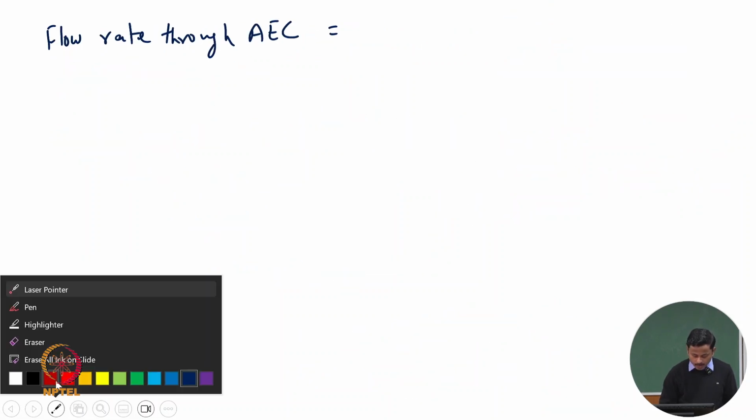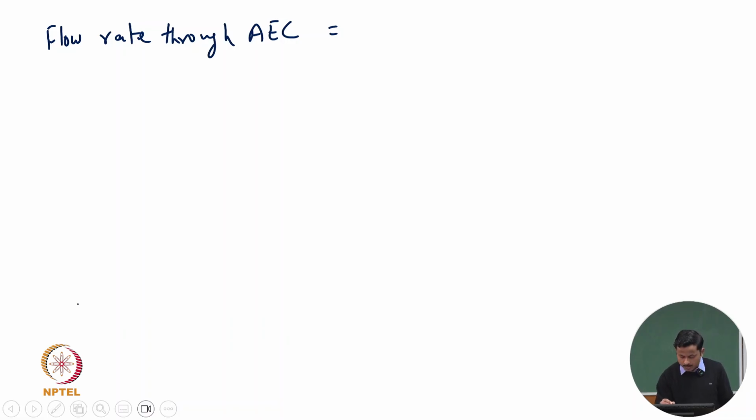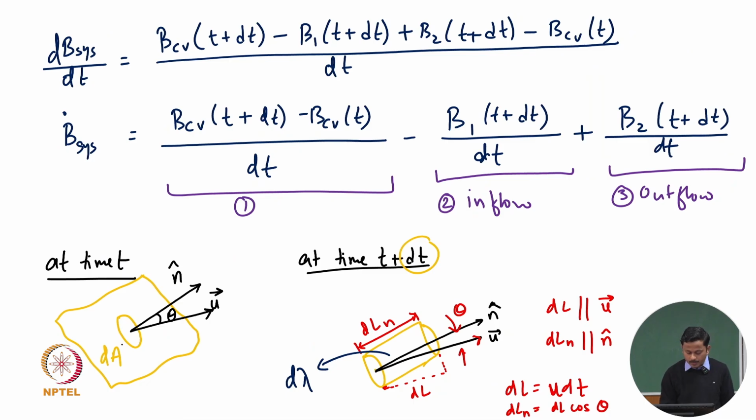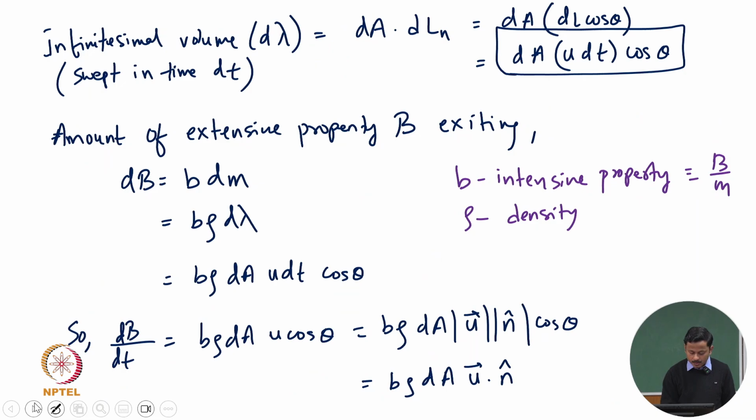So the flow rate through AEC is given by the integral over the whole control surface of u dot n cap dm. So we saw previously that the amount exiting through a very small, infinitesimal surface is given by this expression.